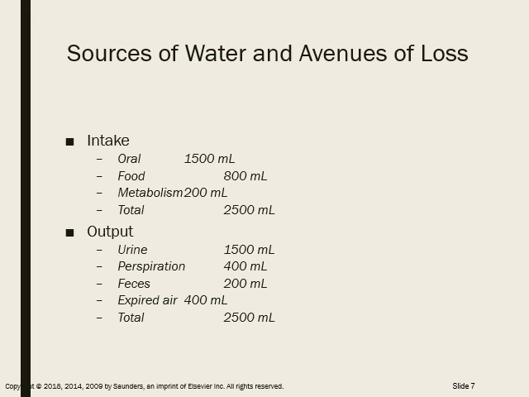Table 25.1 in your textbook on page 438 shows sources of water and avenues of loss. Please take a moment to review this table. Some sources of water include oral intake, food, and metabolism. Avenues of loss include output in the urine, perspiration, feces, and expired air.